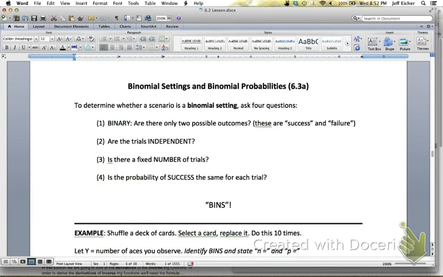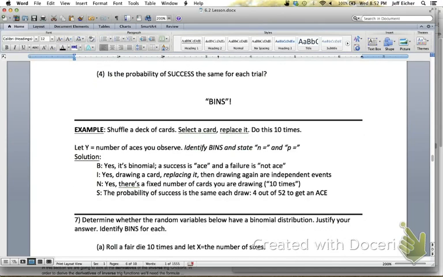The next page is kind of new material. If you're in pre-calculus, I'm sure you talked about binomial probabilities, maybe even in Algebra 2, binomial probabilities were talked about, I believe they were. So here's a nice little acronym, BINS, to determine if something is a binomial probability or a binomial setting. So you could read those four things that you're looking for. I gave you an example right here with the solution, how to think about if this example is a binomial setting, which it is.